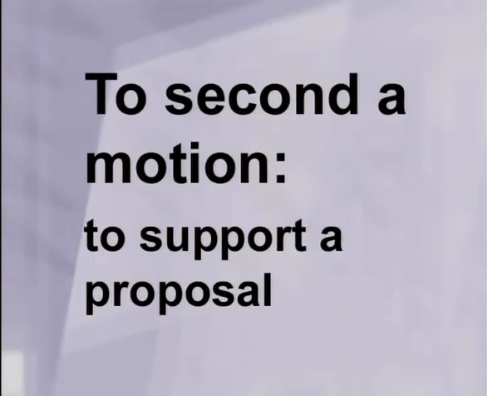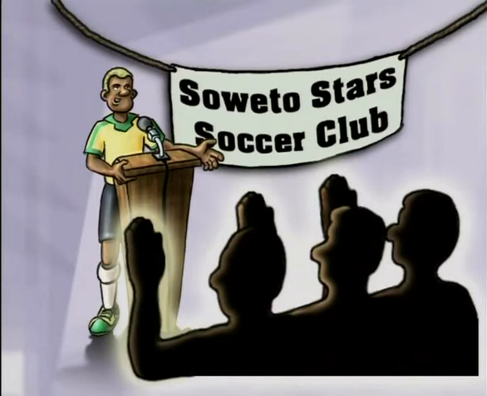For example, at a meeting of your soccer club, you may propose that no player shall be allowed to play a match until his or her subscription fees have been paid in full. Someone would then second your motion. This means that they support what you have said. The club will then discuss the matter and a vote will be taken to decide if the motion is passed.